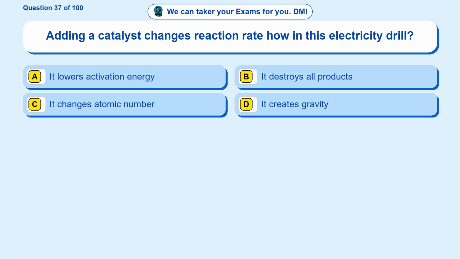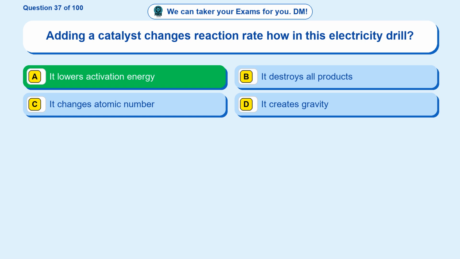Question 37. Adding a catalyst changes reaction rate how in this electricity drill? Option A. It lowers activation energy. Option B. It destroys all products. Option C. It changes atomic number. Option D. It creates gravity. The correct answer is option A.